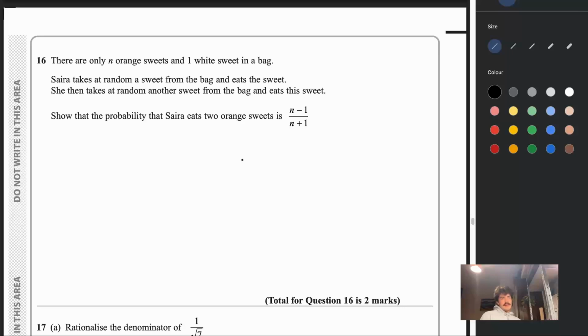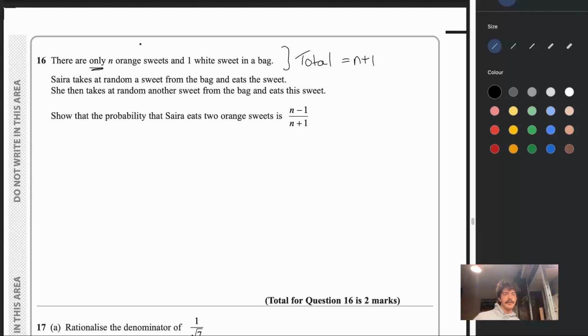Question 16. There are only n orange sweets and 1 white sweet in a bag. Okay. Sarah takes a random sweet from the bag and eats the sweet. She then takes another sweet from the bag and then eats that sweet. Okay. This looks like a conditional probability question where we've got n orange sweets and 1 white sweet in the bag. Now, the first thing I'd take out of this is that the only implies that there are only orange and white sweets. Wonderful. And we can take away from this a total. The total amount of sweets, therefore, must be n plus 1.